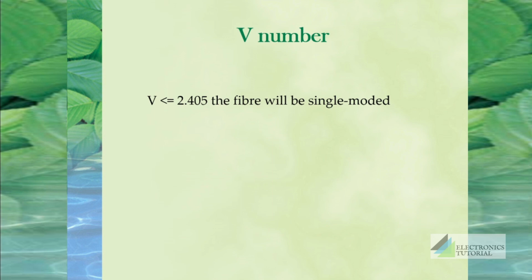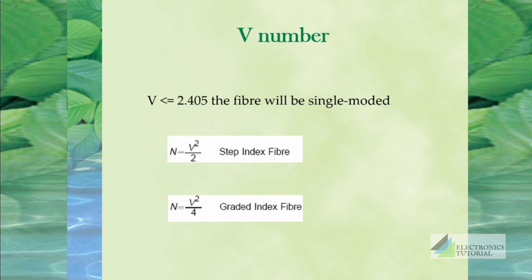The V number can be used directly to determine whether the fiber is single-moded or not. If the value is less than or equal to 2.405, then the fiber will be single-moded. And if it is greater, then it will be a multi-mode fiber. We can also calculate the number of possible modes. For a step index fiber, it can be calculated as V square by 2, and for a graded index fiber, it can be calculated as V square by 4.